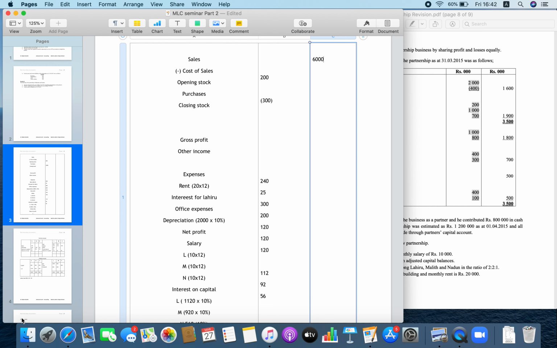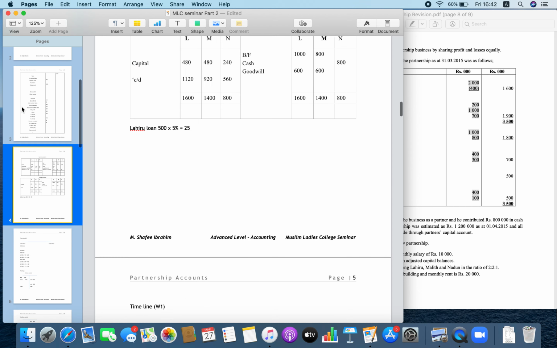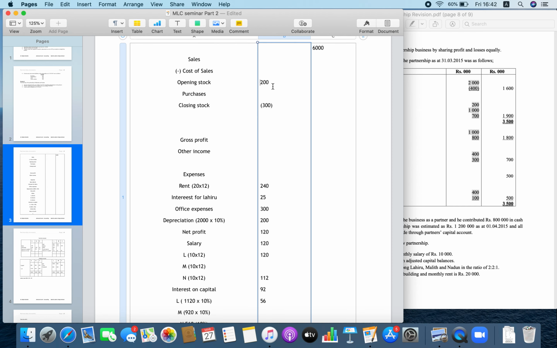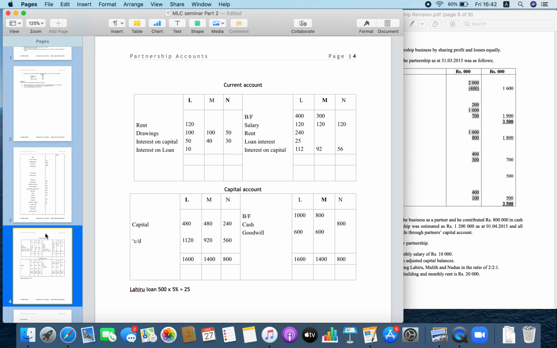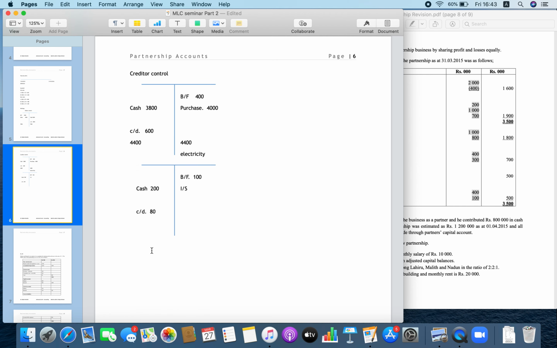Now guys, we need our purchases. Go to your creditor control account. The total over here is 4400, so therefore the missing figure over here is now going to be 4000. Please go and copy this as your purchases. Then guys, next one, electricity. The total over here is now going to be 280, so therefore 280 on this side also. So the missing figure over here is now 180. You go and mark this also.